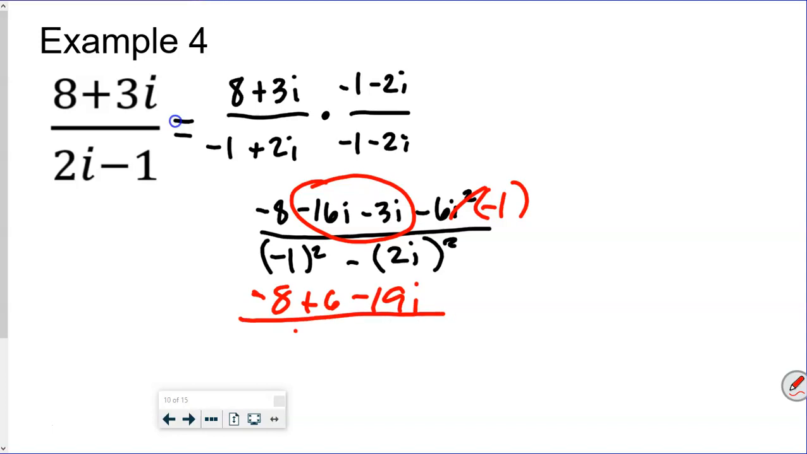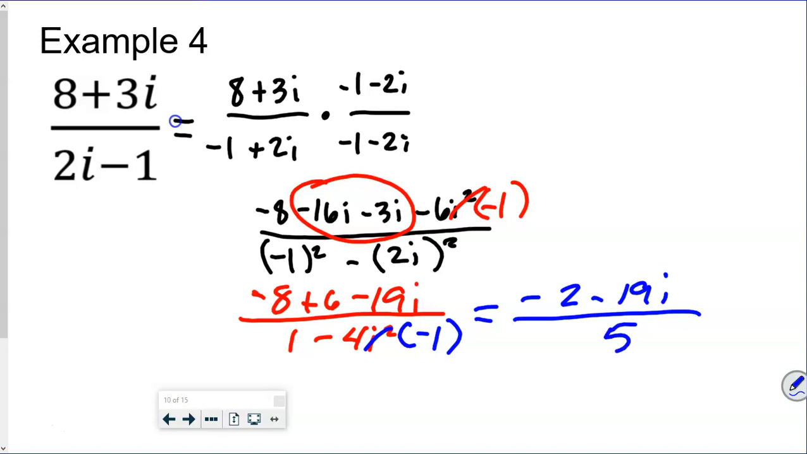And then down here we got 1 minus 4i squared. Once again, this is going to change to a negative 1. So that's going to be equal to negative 2 minus 19i. And that's going to be 4 plus 1, right, y'all? Or 1 plus 4. So that's going to be 5. So that's our answer right there.